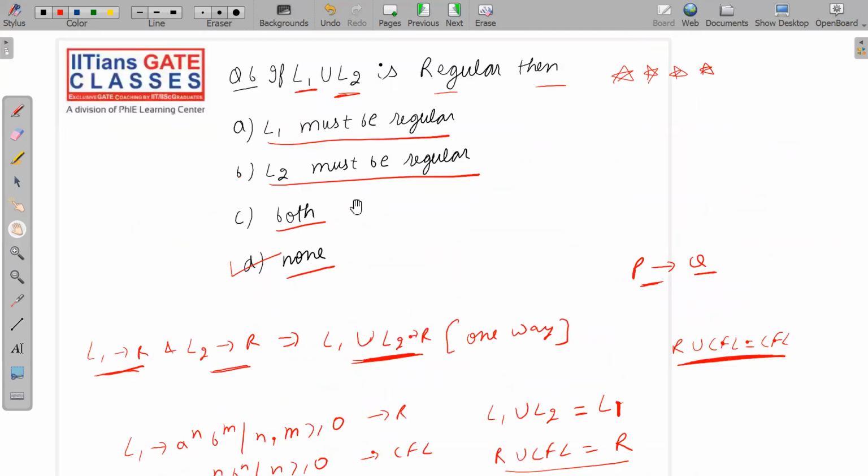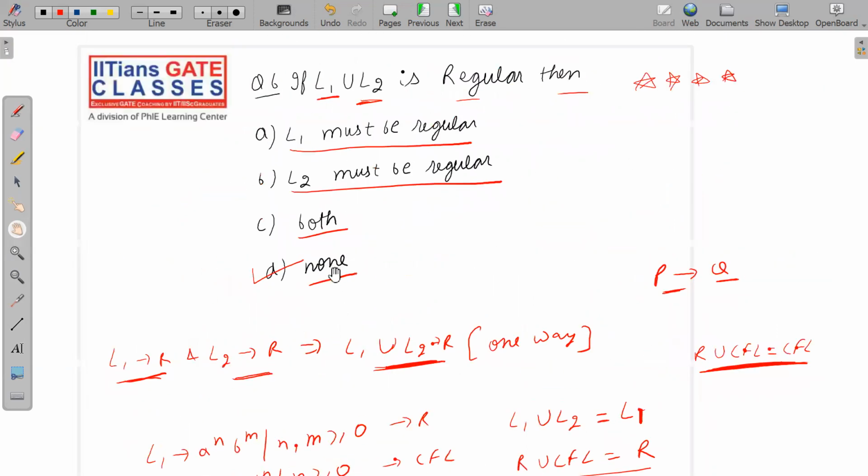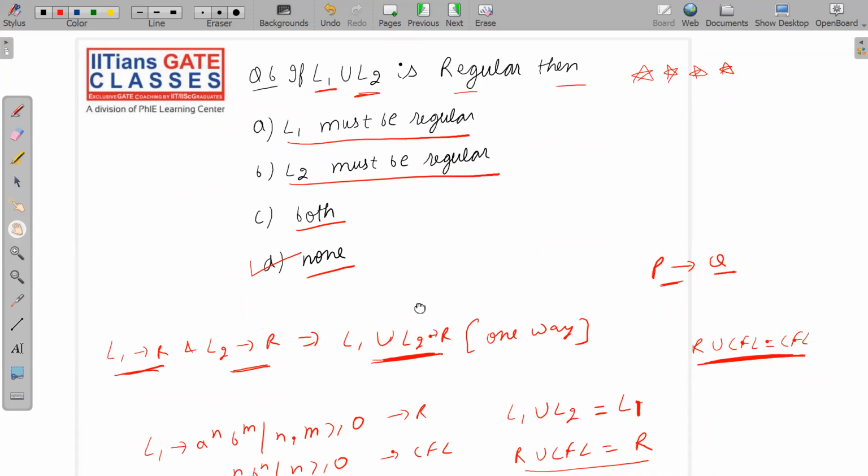In place of these options, a better option should be that at least one of them should be regular. So this option is wrong. At least one of them should be regular means what? Either L1 should be regular, or L2 should be regular, or both should be regular. But this is not the case. I have shown you an example in which none of them is regular, and still L1 union L2 is regular. So that means none is correct. Obviously, if L1 union L2 is regular, then it is possible that none of them is regular. I hope I have made the point clear.